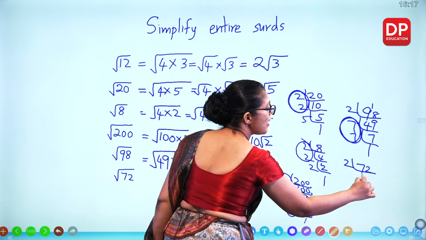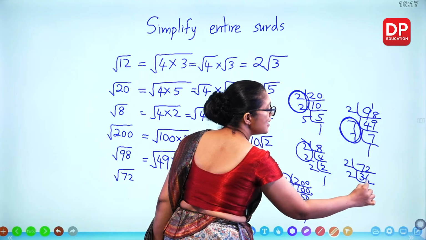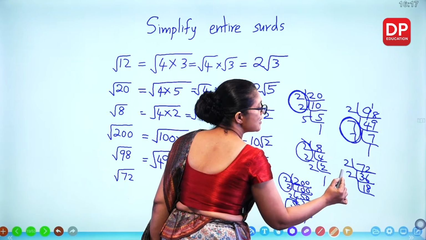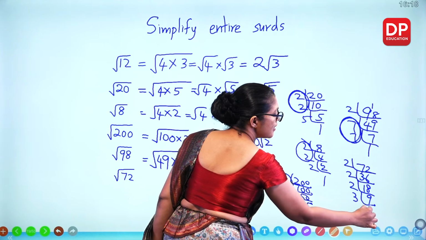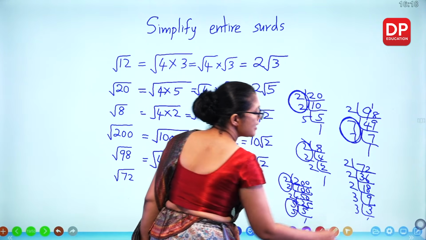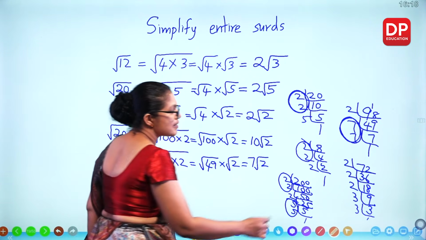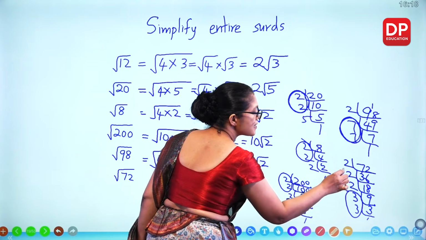72, I can divide by 2. You get 36. Divide by 2, you get 18. Again divide by 2, 9. Again by 3, you get 1. So what's the square number? See how many pairs are there?